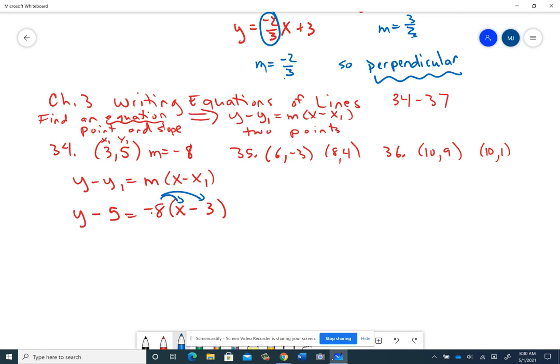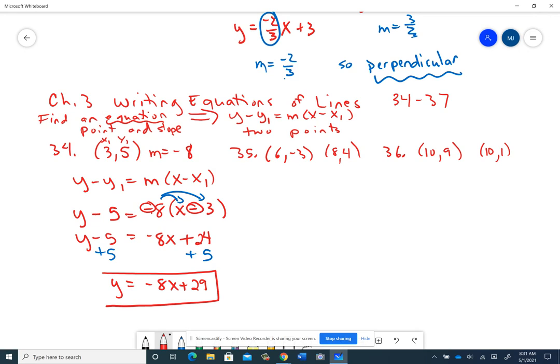So we'll distribute, which will give us -8x, and then don't mess up. Negative times a negative is positive 24. Okay, and then got to get the y, so I'm going to add 5 to both sides. So my y would equal -8x plus 29. And that's what they want. It's the equation of the line in slope-intercept form that fits those given conditions.